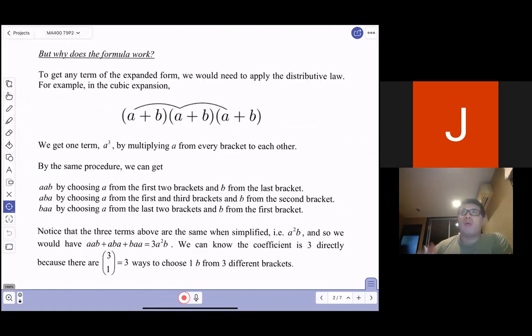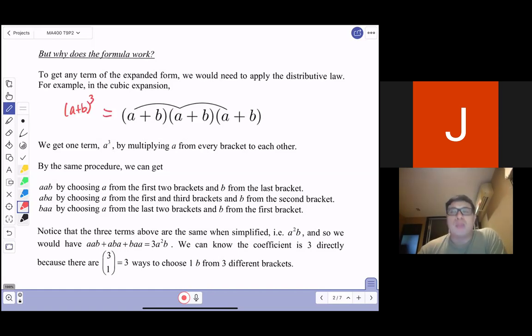Next, why does the formula work? Before we operate the formula, the idea is that to get any term of the expanded form, you think of it as choosing a term from each of the brackets. For example, let's look at (a plus b) power 3.